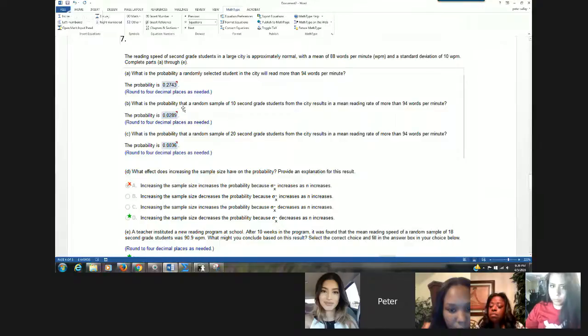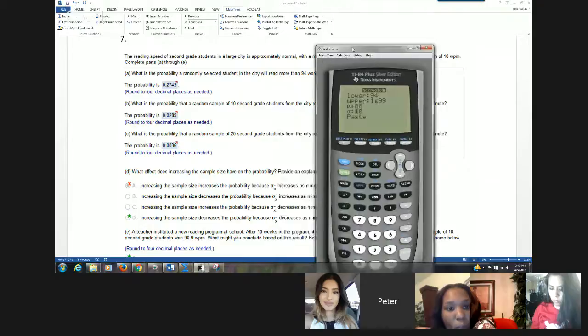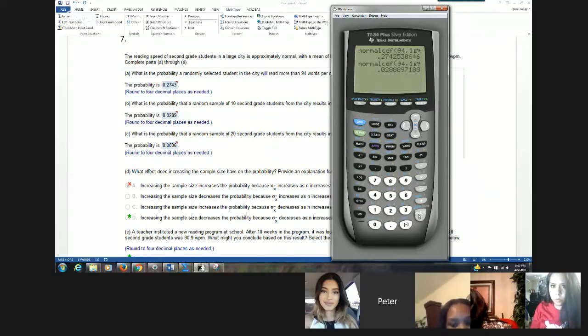Part B says, what's the probability that a random sample of 10, okay, so now I'm starting to look at sample means, that a random sample of 10 second graders will result in a mean of more than 94. It looks almost the same setup, but I'm going to adjust the standard deviation. So, sorry, let me go to norm CDF again. I'll scroll down, because they're still saying 94 or more. But I need to adjust that standard deviation, so divided by the square root of the sample size 10. Then I'll hit enter, and that's where they get that magic number.